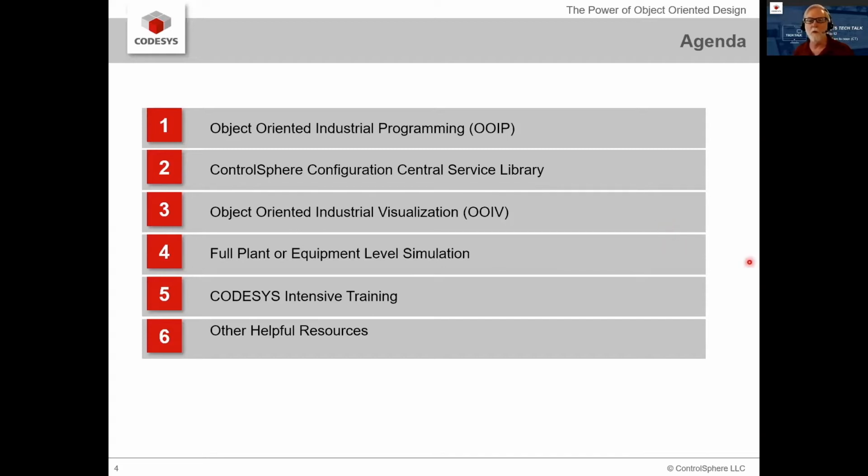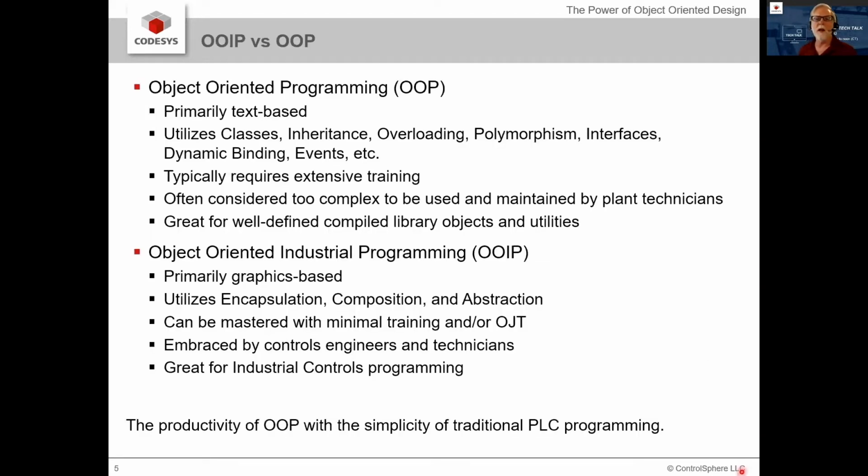So you'll quickly see that I'm a huge advocate of object-oriented industrial programming. I believe it to be the future of industrial controls programming, and I believe that those who embrace it first will be the first to gain the competitive advantage that it provides. So when I go out and ask programmers, what is object-oriented programming? I tend to get two very different answers.